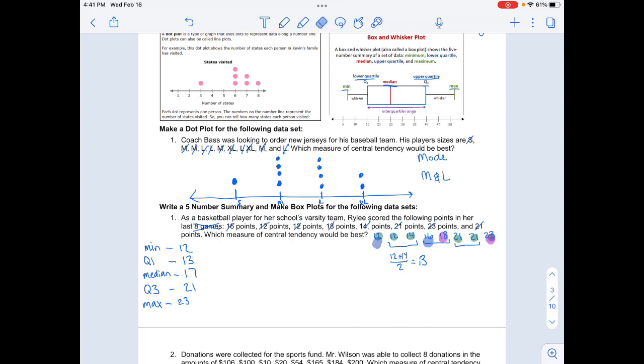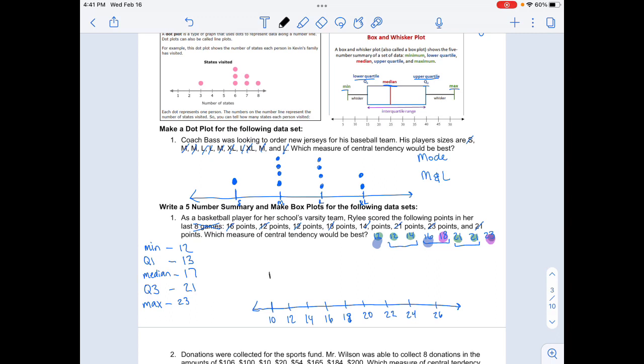Okay? So now you can create a box plot. For this too, we need a number line. So we'll start with that. I'm going to start at 10 and count by 2. Do your best to keep the spacing between your hash marks even, because if you don't, that could throw off what your box plot looks like. So I tried to space them out equally.